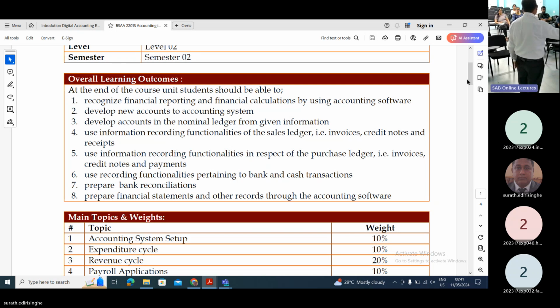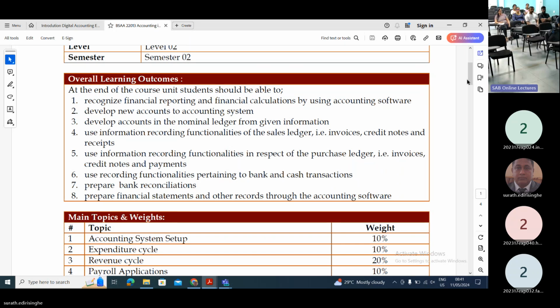Ledgers mean, now you know, what we basically handle. Other than this, how to develop a general ledger item in your nominal ledger. Fourth one, look at the fourth one. Record functionalities of the sales ledger. The sales ledger means your accounts receivable ledger.